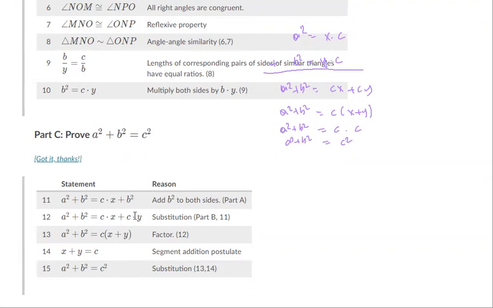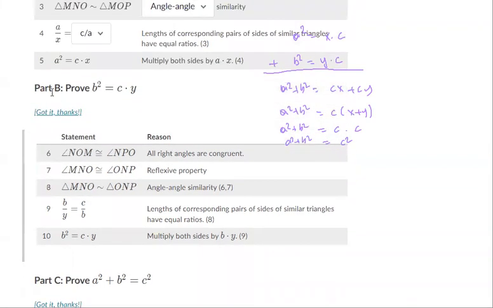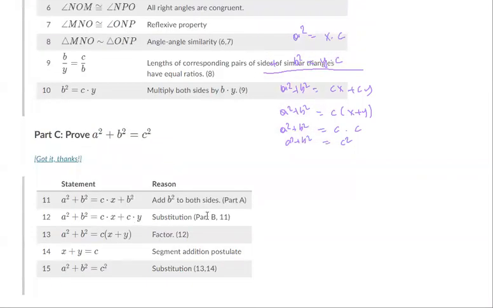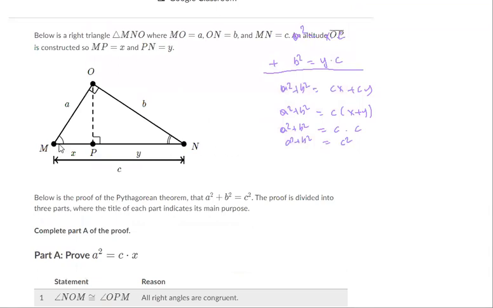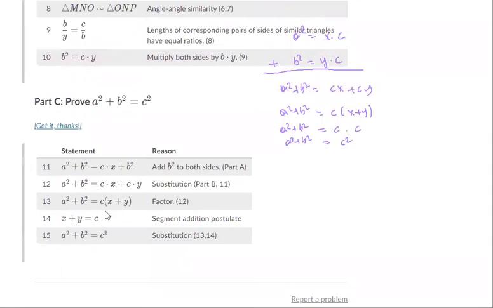So this is exactly the same as what we got as part B, which was B squared equals CY. We replaced that, we substituted basically. And then we pull this C out as a factor. So we factor this expression to get C times X plus Y. And then X plus Y is the same as C, because that was in the figure. So X is part of C and Y is the other part. So the sum of those two is actually C, so segment addition. And then if you replace that X plus Y with C, that will be C times C. You just substitute, and then you got this as your last step.